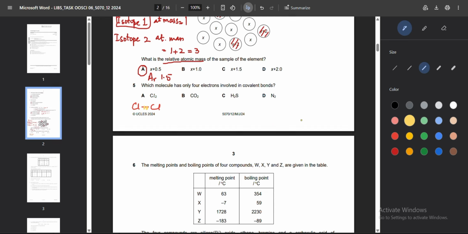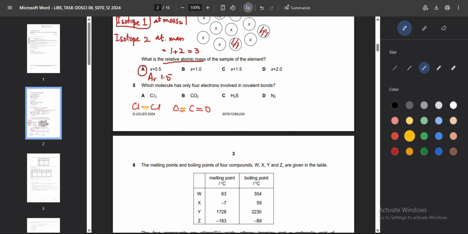When you draw the structure of carbon dioxide, carbon dioxide has 2 double covalent bonds. Now a double covalent bond means how many electrons are there? How many electrons are there?